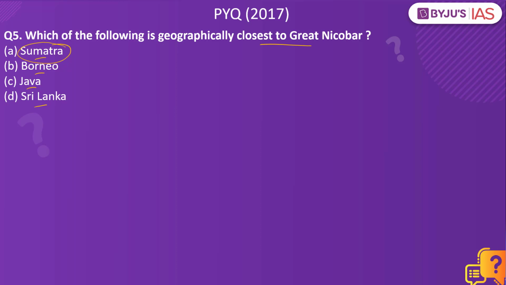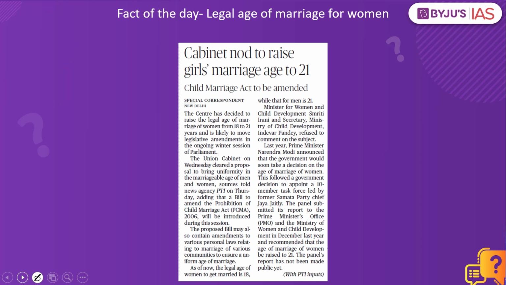So if you look into the numbers, Sumatra happens to be closer, and this happens to be the previous year question from the year 2017. Now let's look into the fact of the day. The fact of the day for today's discussion is the legal age of marriage for women.